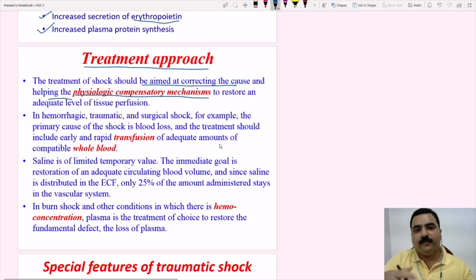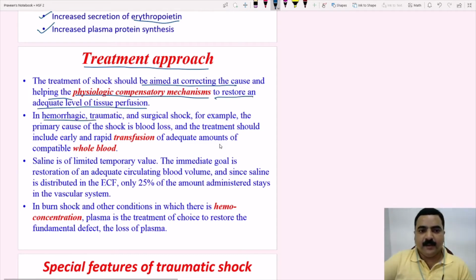The blood supply to the periphery will be increased, and then his shock will be more severely worsened. So we should not try to remove any of these compensatory mechanisms. This physiological compensatory mechanism is helping to maintain an adequate level of tissue perfusion.